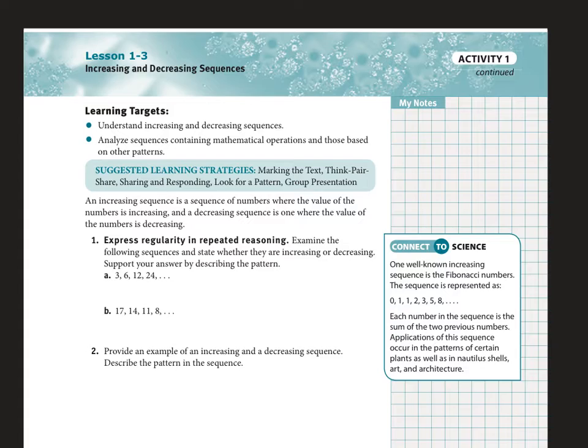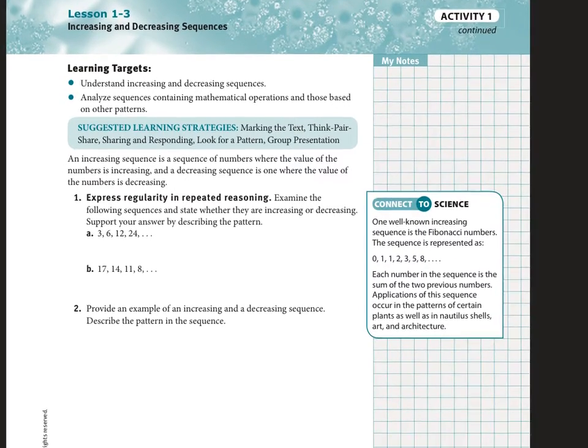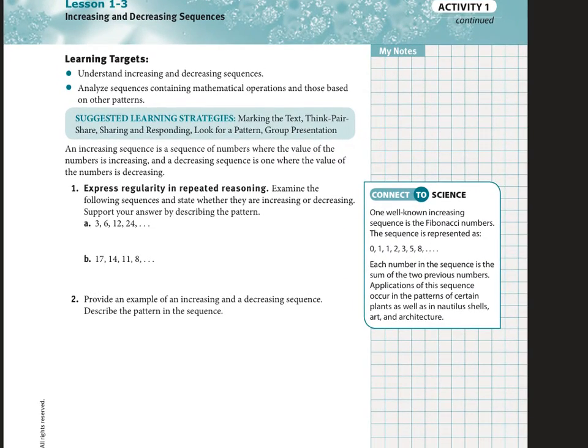So let's take a look at number one here. Examine the following sequences and state whether they are increasing or decreasing, and let's support our answer by describing the pattern. Pretty straightforward. Say, example A: 3, 6, 12, right? Those numbers are getting bigger, so this is an increasing sequence for sure.